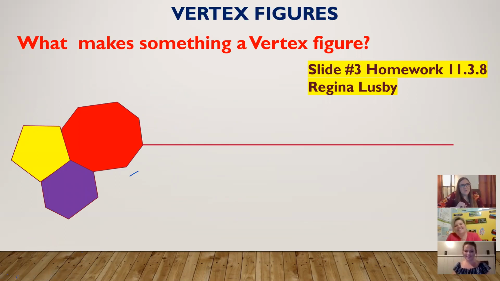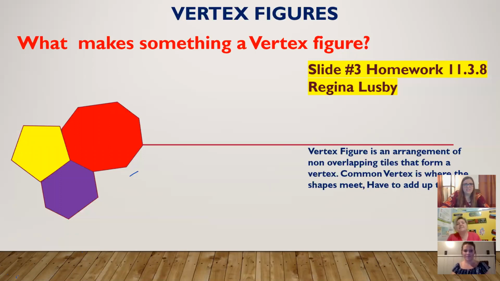Sorry about that. So Regina, what makes something a vertex figure? Okay. Can you go ahead and click on that? Yes. So basically what it is is an arrangement of non-overlapping tiles. And then those have to actually add up to 360 degrees. So if those figures do not add up to that, then it cannot be a vertex. And they cannot overlap over each other either.